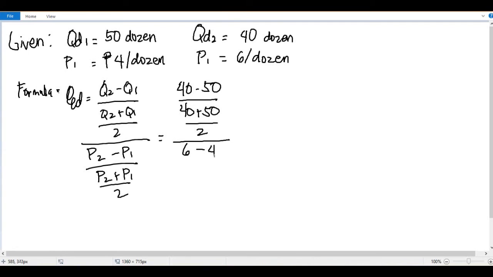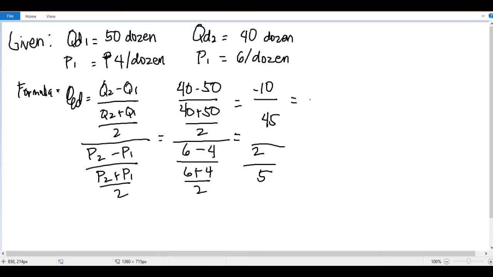We have P2, 6 minus 4, then 6 plus 4 divided by 2. If you can do this straightly in the calculator properly, you can do it. But for the sake of isa-isa, let's isa-isa it. 40 minus 50 is negative 10, divided by 40 plus 50 divided by 2 is 45. Then next we have 6 minus 4 is 2, then 6 plus 4 is 10 divided by 2 is 5.